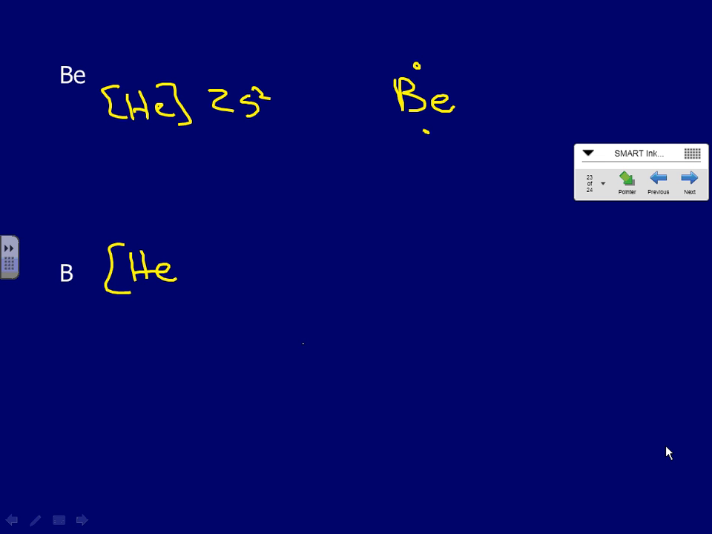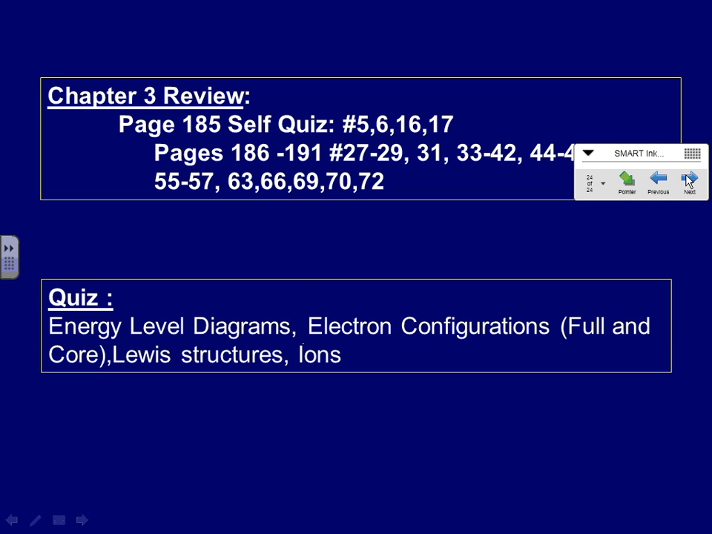Boron is the same thing. All right? Boron, 2s2 and 2p1. 2p1, again, there's 3 electrons. 1, 2, 3. So these guys are special cases. And again, we're just taking the S and P electrons and putting them on the diagram.